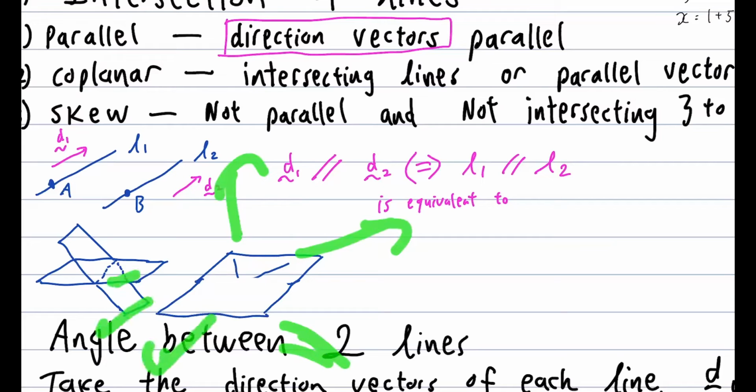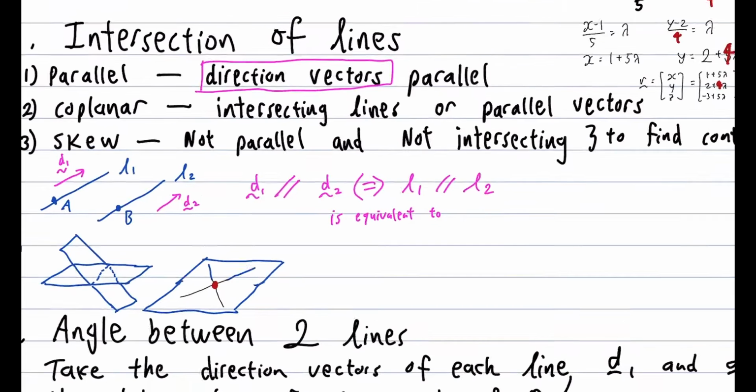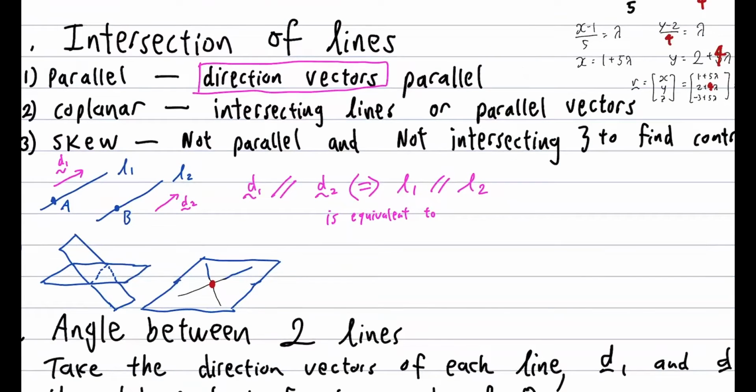So this line, at first you might see they don't intersect. But actually, if you extend it a bit more, like this and like this, you realize that they intersect somewhere here. Correct? But the parallel vectors, what's the difference between the first one, the intersecting lines, versus parallel vectors?